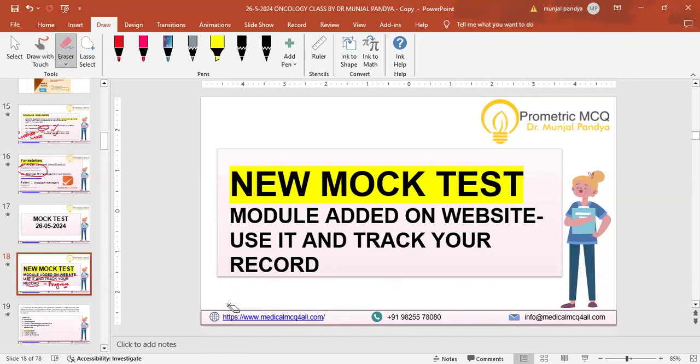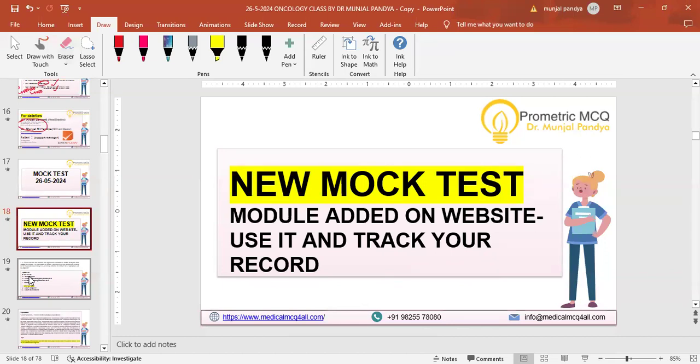You can see the track record of how much you are improving across all your earlier mock tests, and even I can monitor. I can assess your mock test: what you have done, what your score is, when you gave it, and where your mistake is. I can monitor that from the admin panel as well.